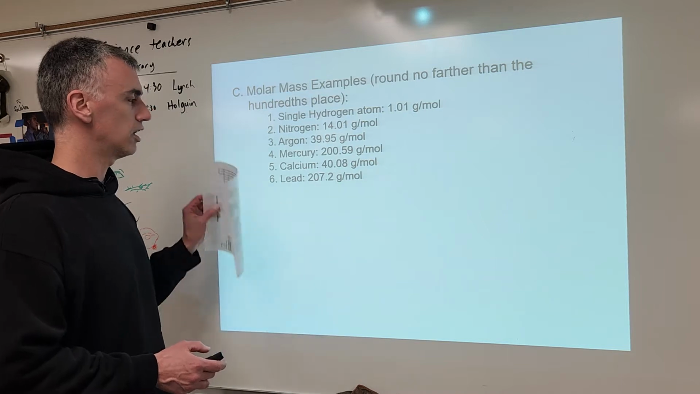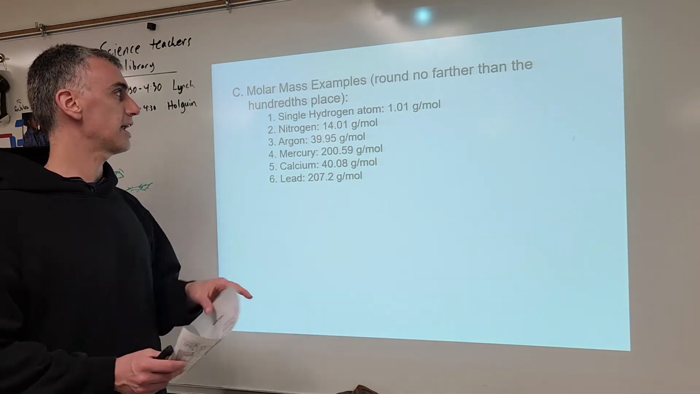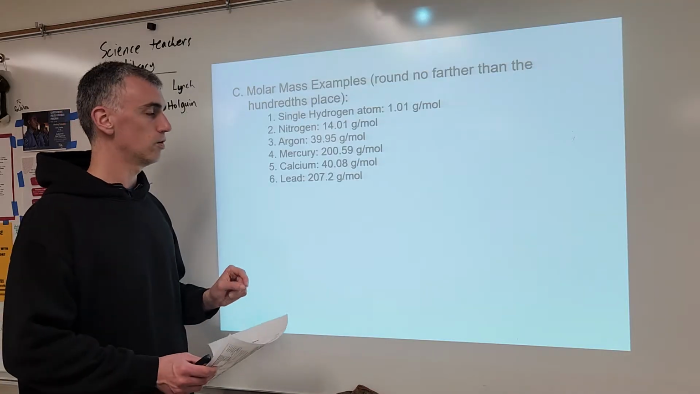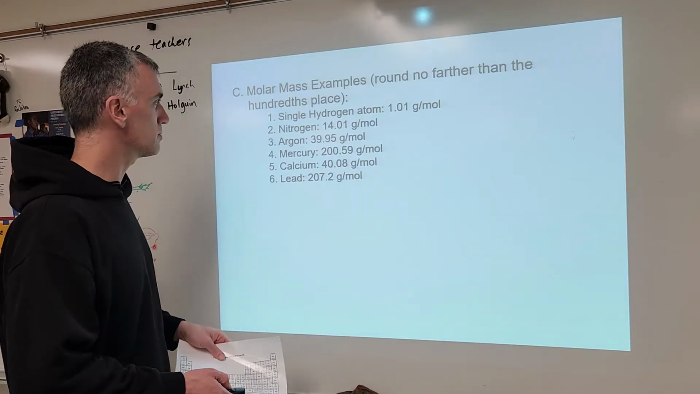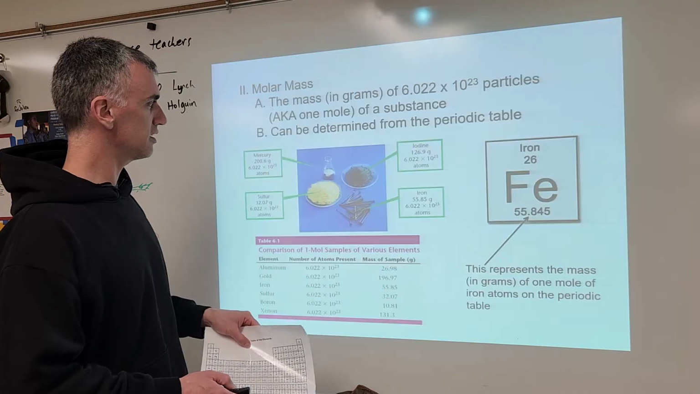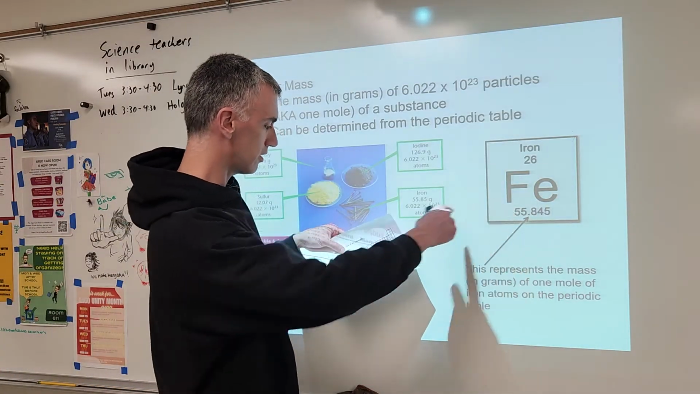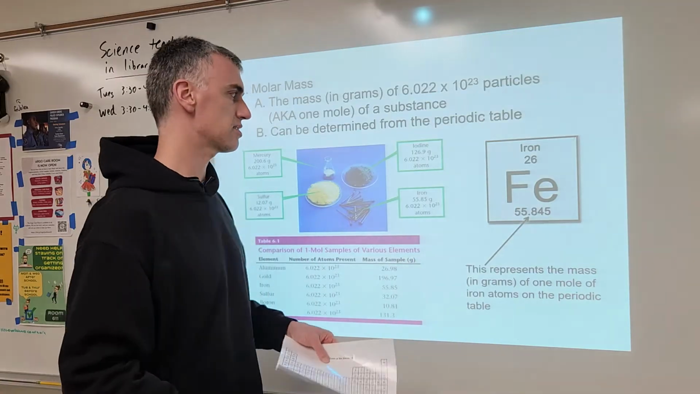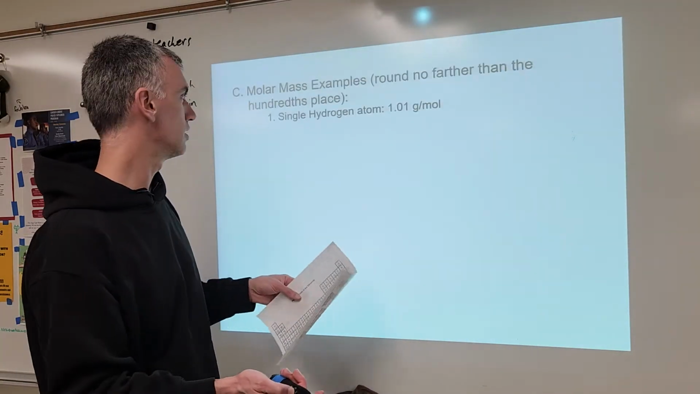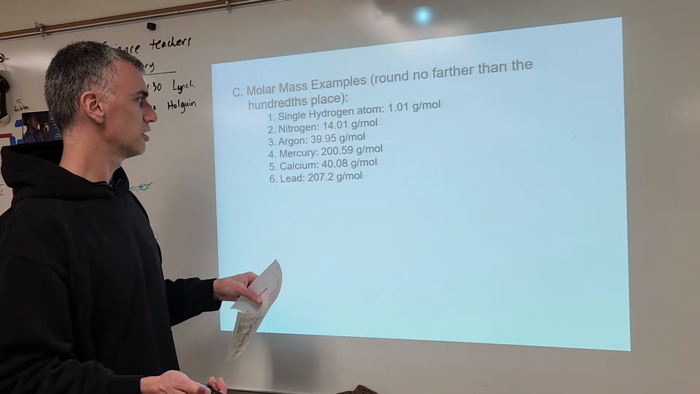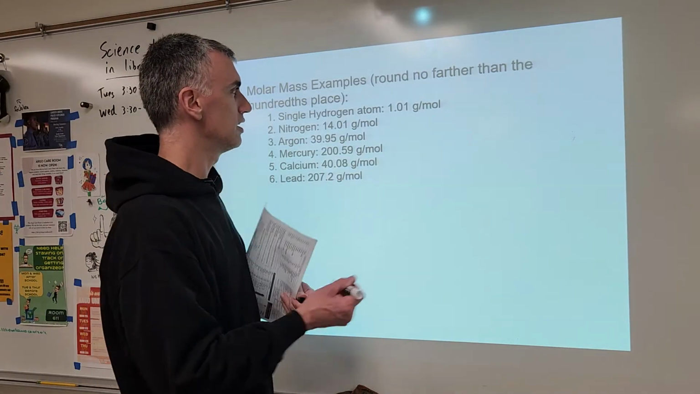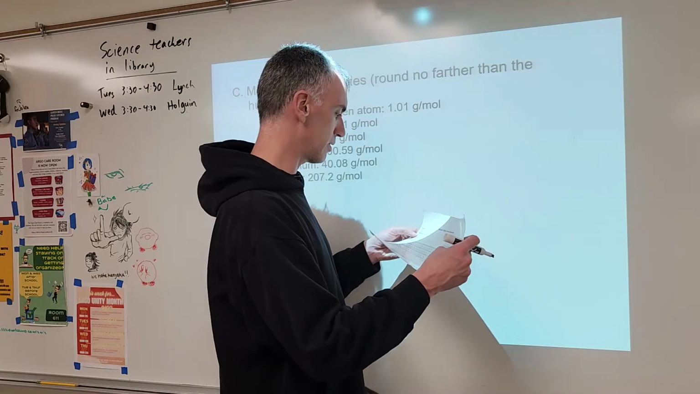Now, a note about how we're going to handle it in this class: round no further than the hundredths place. Why do I say that? The reason is that while in this particular example, the mass of iron here agrees with the mass of iron here on this periodic table, that's not always the case. Sometimes two periodic tables will give you slightly different numbers. So because of that, we're going to have people take whatever the periodic table says and round no further than the hundredths place.